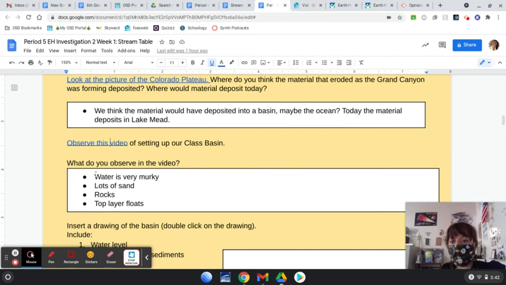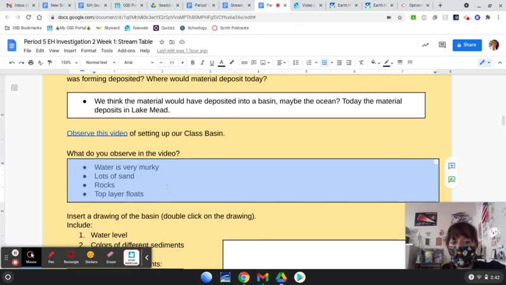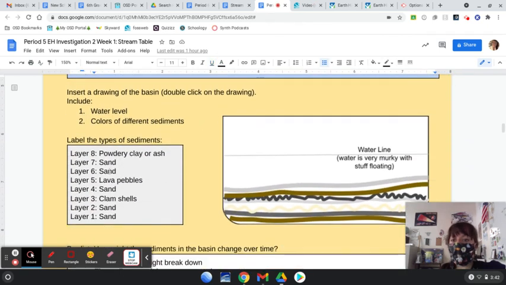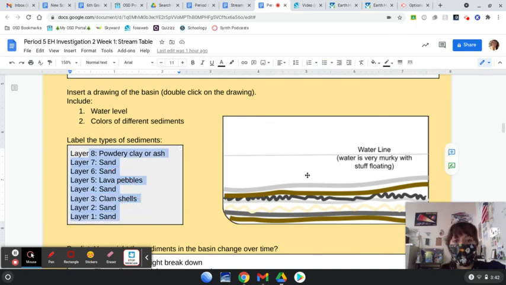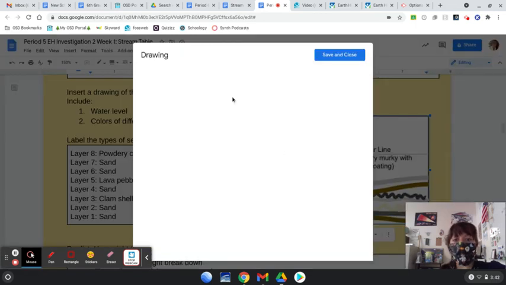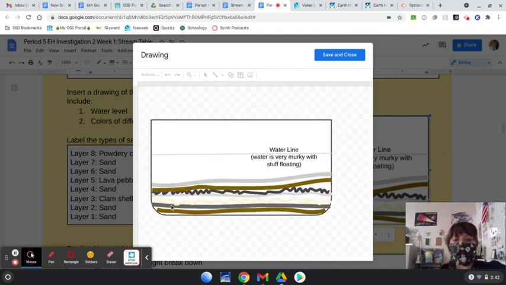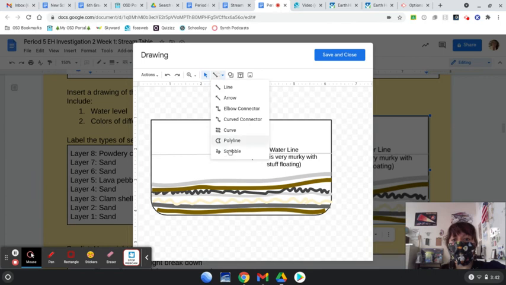So then we've recorded our observations here, and we labeled the types of sediments in all the layers. And we even drew a picture of it by double-clicking on the basin and adding layer upon layer of lines. We used scribble lines. So mostly they're all scribble lines. So if you click on line and go to scribble, then you can make a line.